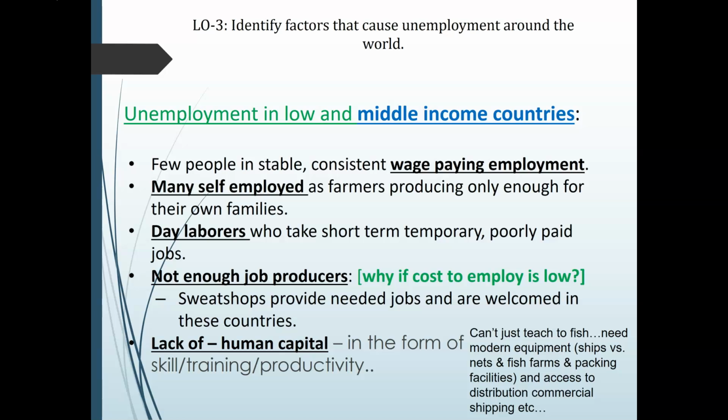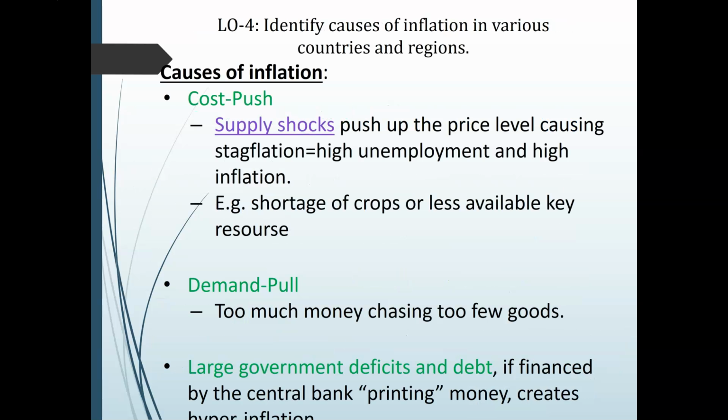Lack of human capital is another issue. There may be, again, lacking skill training, and that makes them less productive. And you see my idea on the idea of fishing. We don't just teach someone to fish. We need to also provide them with modern equipment, ships versus nets, fish farms, and packing facilities, and access to distribution and commercial shipping, etc., if we really want to help an economy grow.